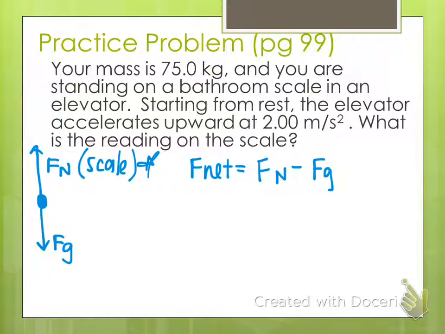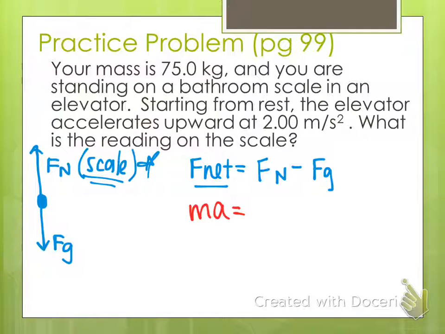Is Fn equal to the scale reading? This is just the scale itself. This is what the scale is exerting on us. I'll show you where the acceleration goes. What do we know that F net is always equal to? Look at your equation sheet. What did you write down? Good. So we're going to just substitute. If we know that F net is equal to mass times acceleration, we're just going to substitute that in right there.